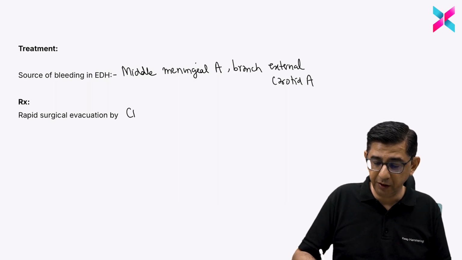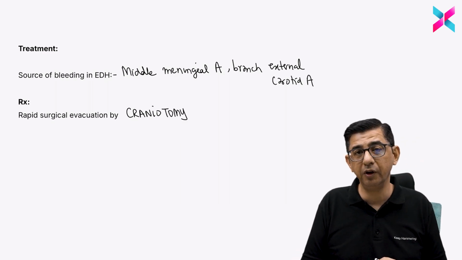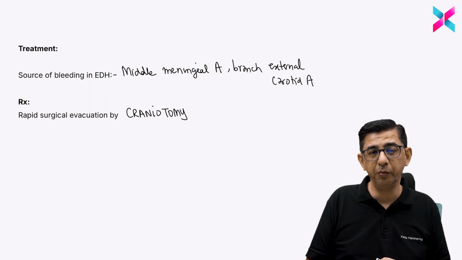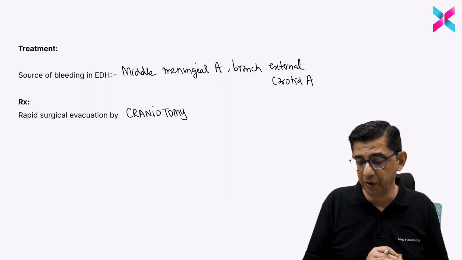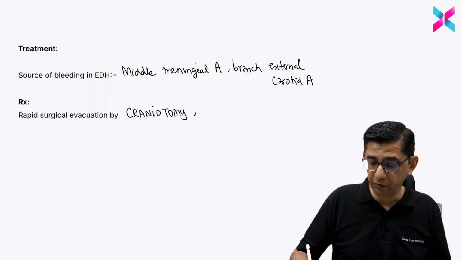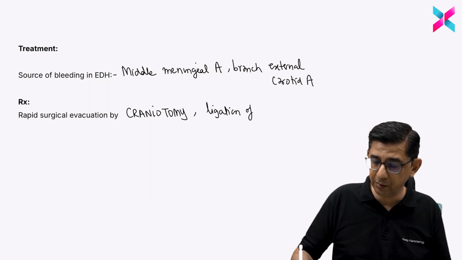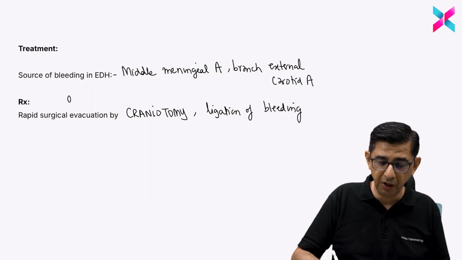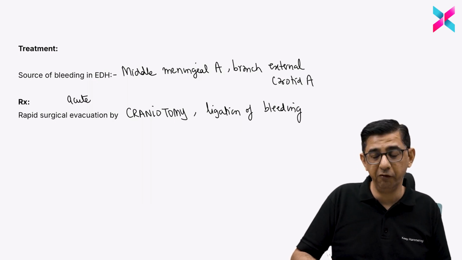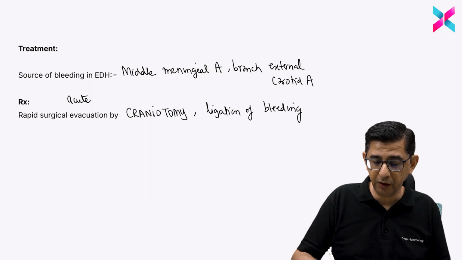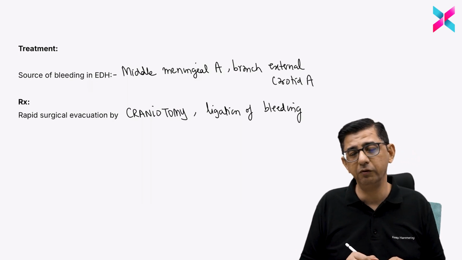Well, the main treatment of this guy would be rapid surgical evacuation. Because of the acute deterioration that is happening in this patient, we would be doing a rapid surgical evacuation by craniotomy. And along with this, what we also need to do is ligation of the bleeder. So both things have been asked in the exam, like what is the best management of a person of extradural hemorrhage who's having an acute deterioration? Your answer would be rapid evacuation. That would be done using craniotomy with ligation of the bleeder.